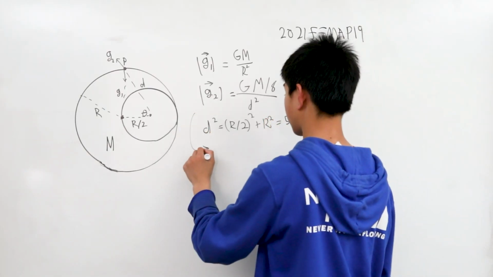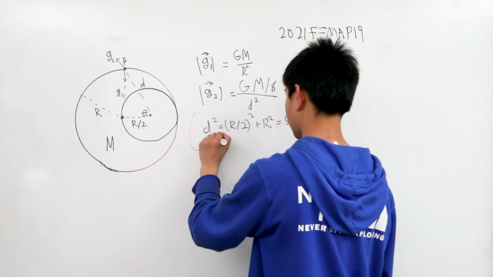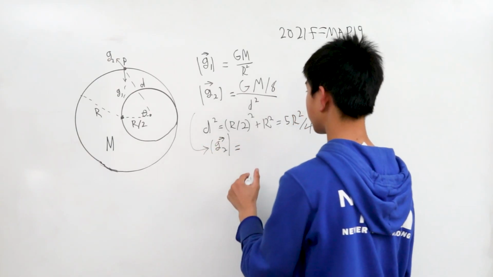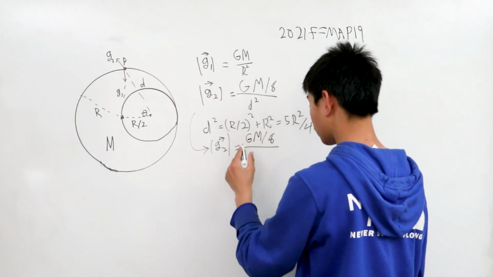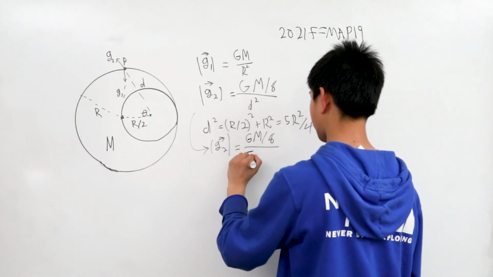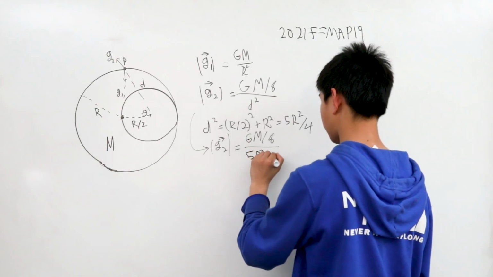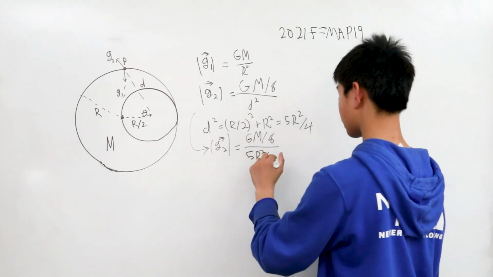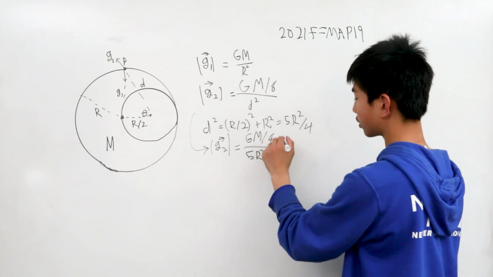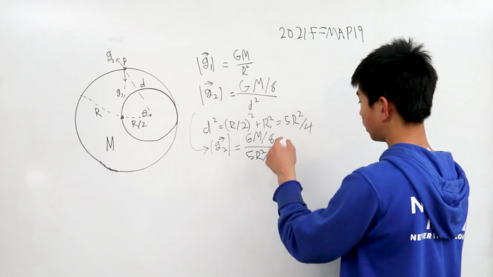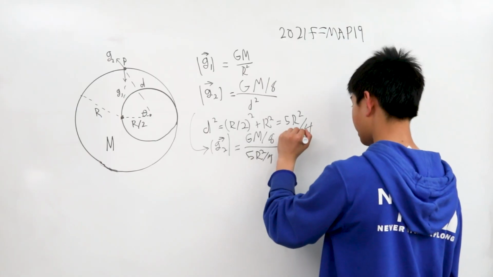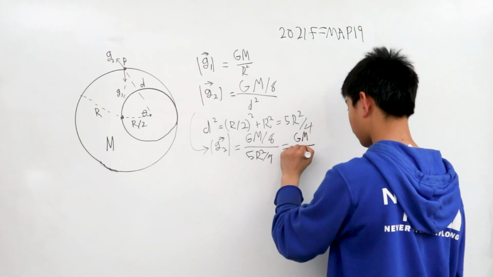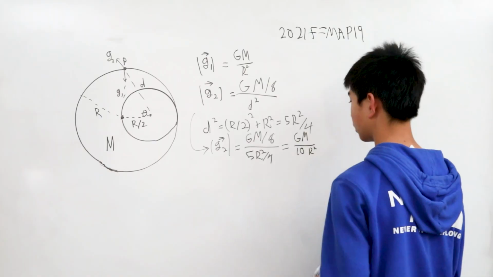So then for our second gravitational field, we can substitute in that value of d. This is Gm over 8 over 5r squared over 4. Now these can cross out, and then there's a divide by 2 left over, multiply by 2. The second gravitational field is Gm over 10r squared.